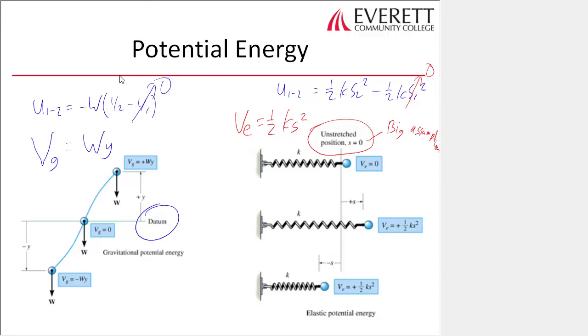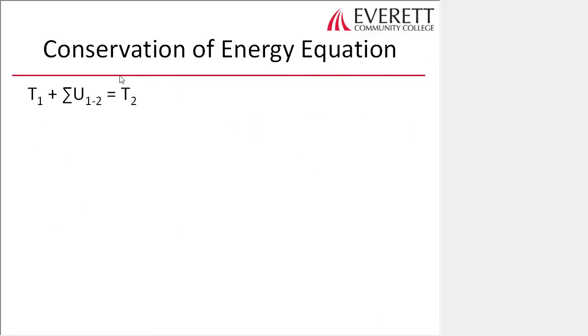If we start with our 0 potential at the unstretched length, if we stretch it this way, we get positive potential. If we stretch it this way, we get positive potential. There's no such thing as negative potential energy for a spring. So basically what that leads us to is this equation that we derived. The equation says initial kinetic energy plus the work done from 1 to 2 equals final kinetic energy.